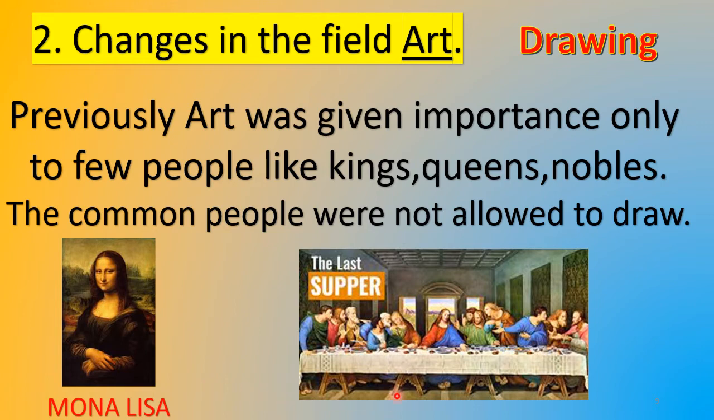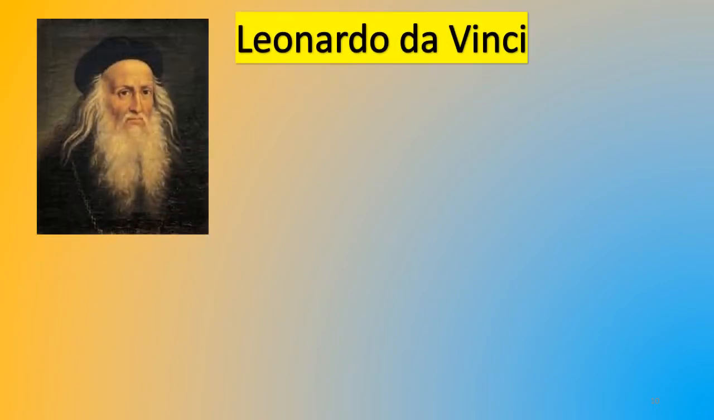Children, now the second picture. What is the second picture about? It is about the Last Supper. So this painting is very famous. Everyone will be knowing Mona Lisa painting and the Last Supper. Do you know these paintings were made by whom? Okay, this painting was done by Leonardo da Vinci.